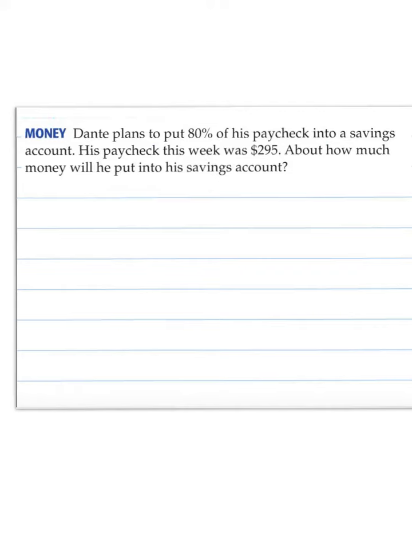Dante plans to put 80% of his paycheck into a savings account. His paycheck this week was $295. About how much money will he put in his savings account? So we're looking for, again, this word "about" means that we're going to round. So I'm going to round the $295 up to $300. So we're looking at 80% of 300.